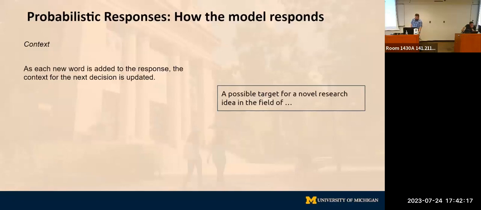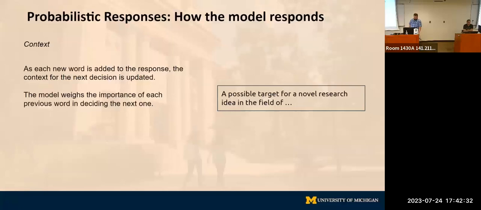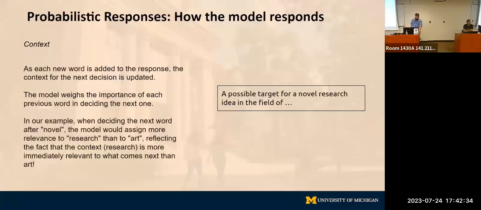As each word is added to the response, there's now more context, right? It needs to not just consider the previous word, it needs to consider the previous two words, three words, four words, sentences, paragraphs, pages, entire corpuses of text. So these model weights are really important for each previous word and deciding the next. So in this example, when we're deciding the next word after novel, the model would assign more relevance to the word research than to art, right? Because research makes sense in the context of what we're talking about, reflecting the fact that the context is more immediately relevant than the word art.